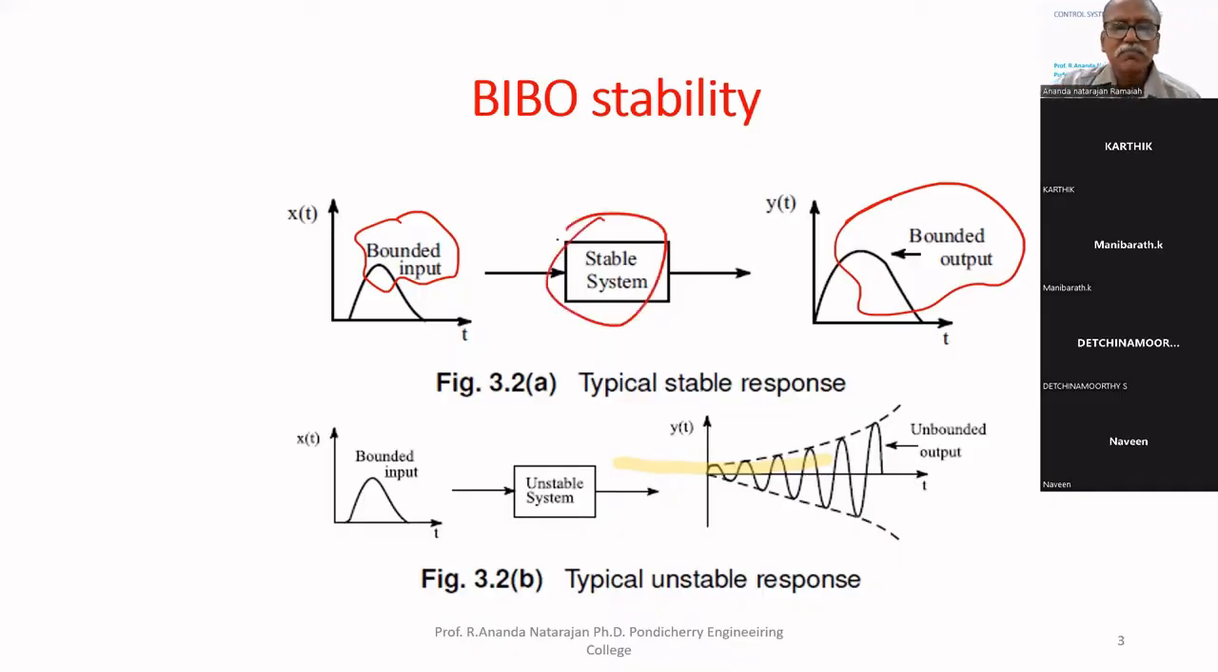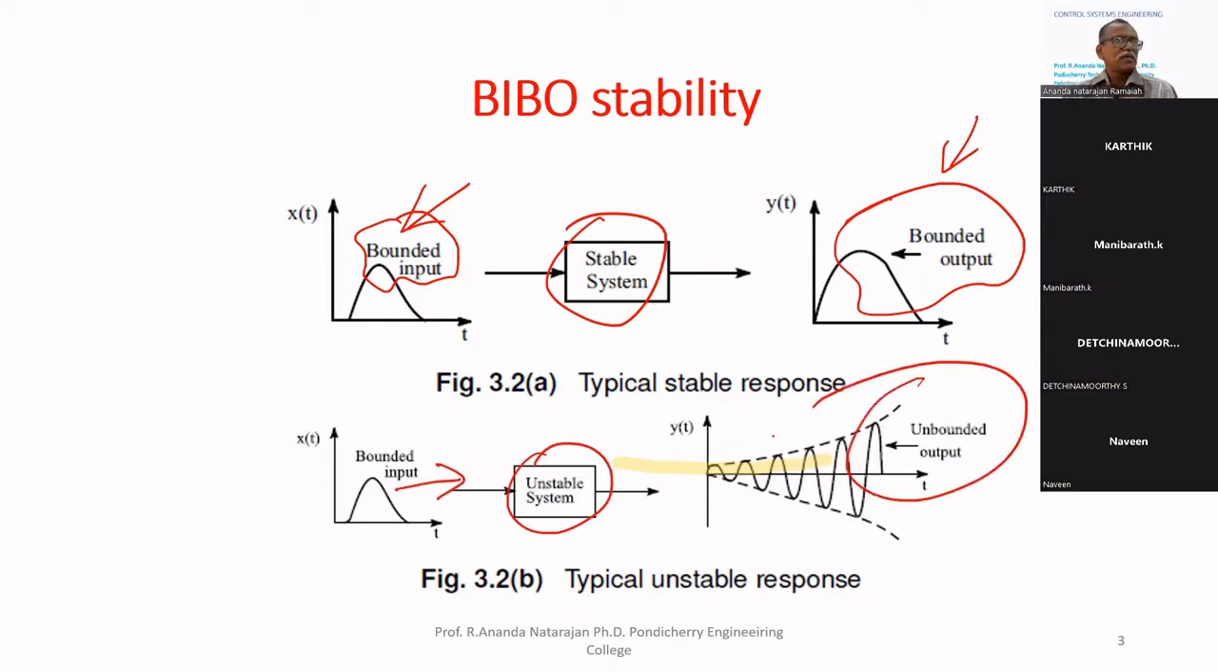For a stable system, if I give a bounded input, it gives a bounded output. Then the system is said to be stable. If I have an unstable system and give it a bounded input, it gives an unbounded output, because the system is unstable. Therefore, it is an unstable system.